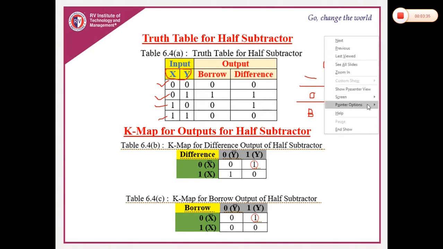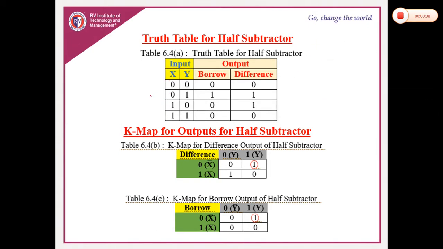For the next combination, 0 1, 0 minus 1 is somewhat different. It cannot be done directly, so we will take a borrow. Then it will become 1 0, and 1 0 is nothing but 2. 2 minus 1 is actually 1. We have taken a borrow, hence we put the borrow as 1. So that is the borrow and difference output for this.